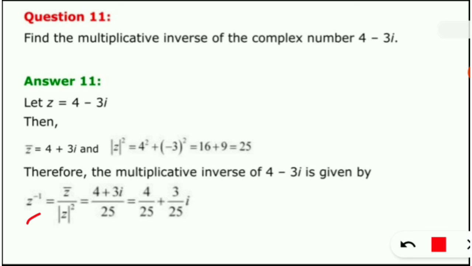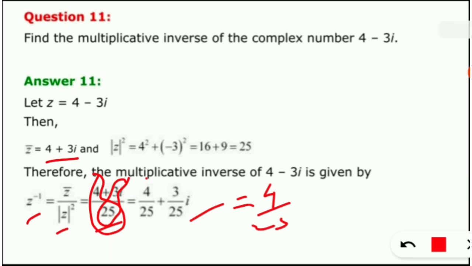Now the formula: therefore the multiplicative inverse of 4 minus 3i is given by z inverse equals z bar divided by mod z square. Z bar equals 4 plus 3i divided by 25. So 4 by 25 plus 3 by 25 into i, or you can write 4 by 25 plus 3i by 25. No problem. Clear?